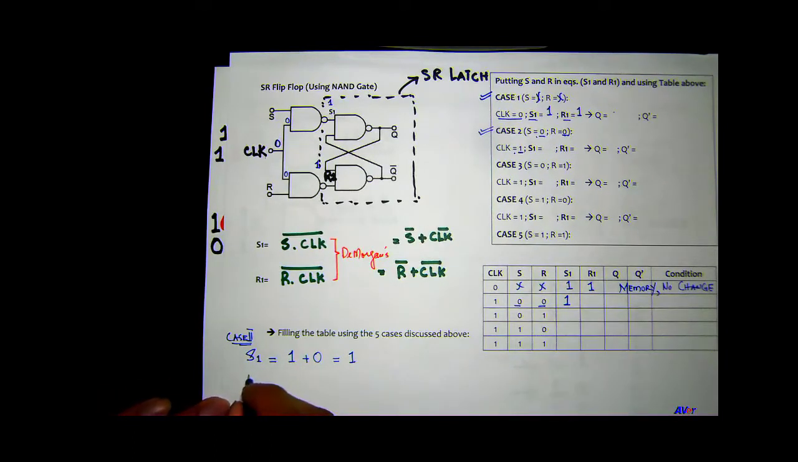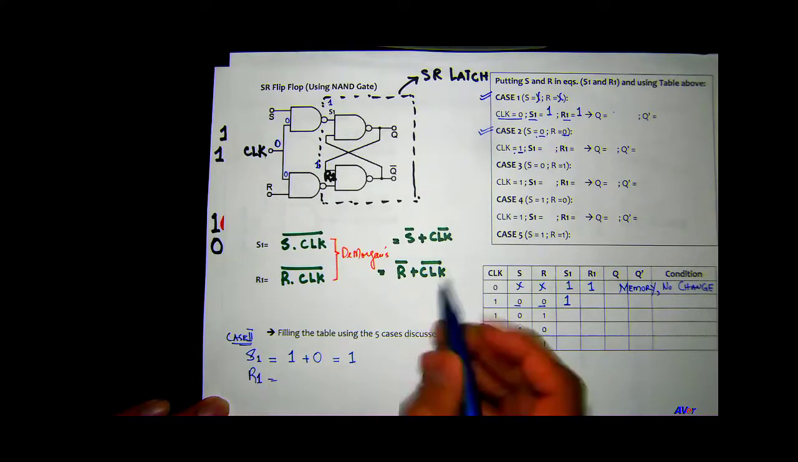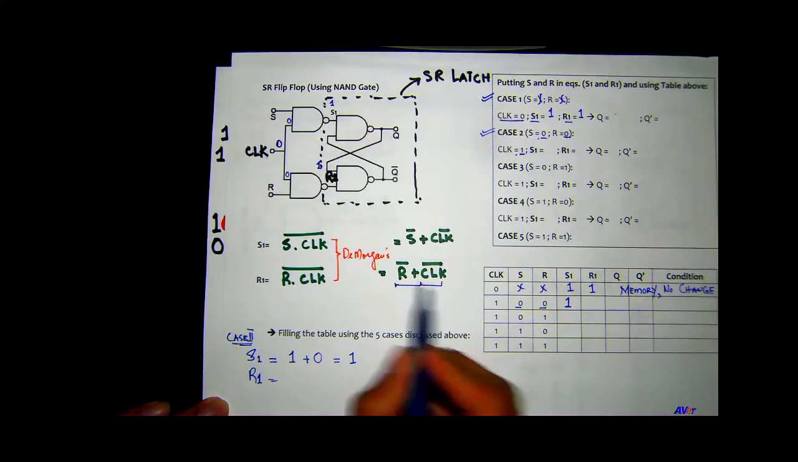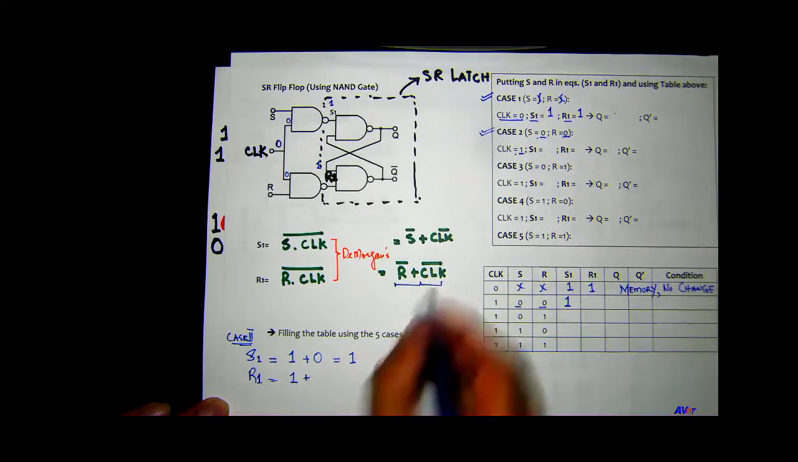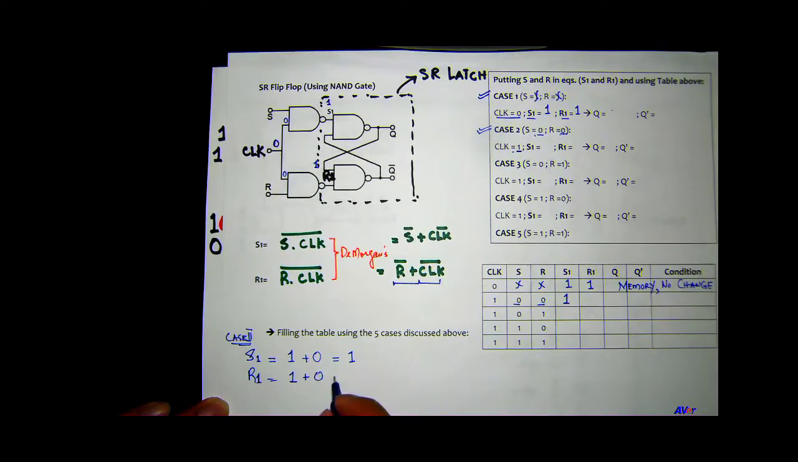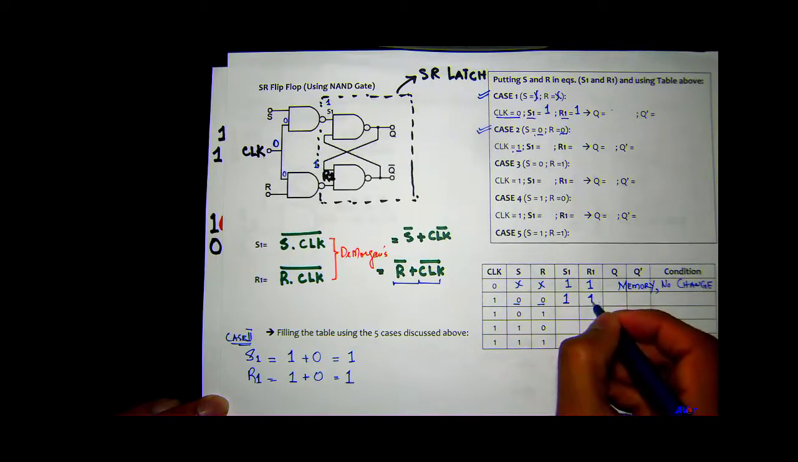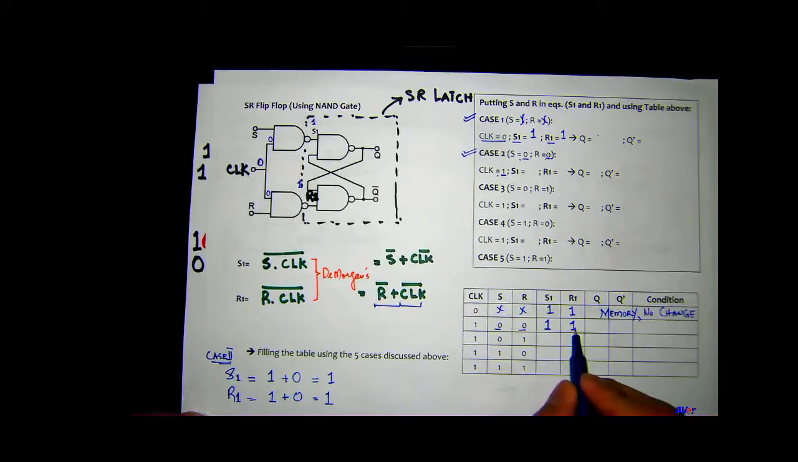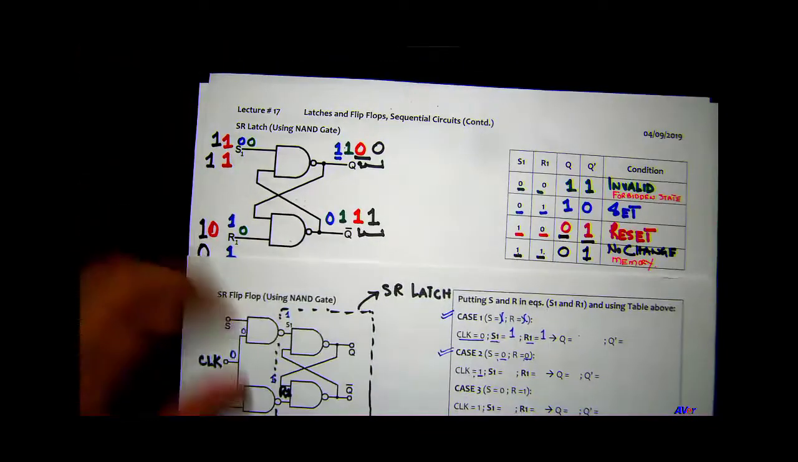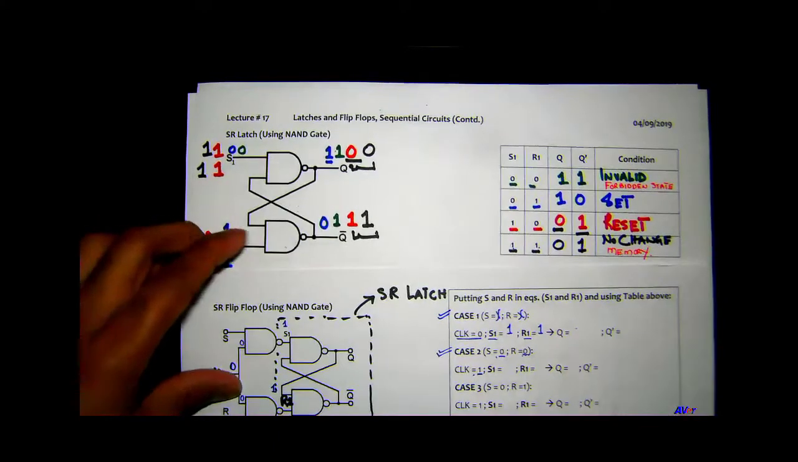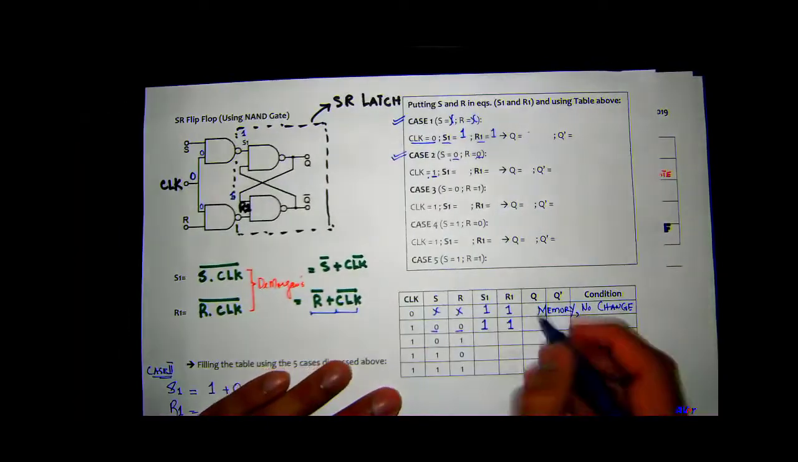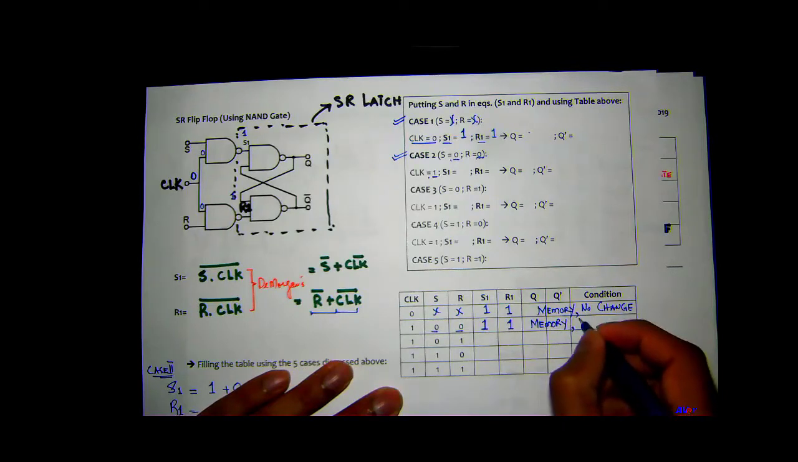Okay, now we're going to do R1. Let's put the values for R and clock in this equation right here. R is 0, so the invert of 0 is 1. Clock is 1, so the invert of 1 is 0. And so 1 plus 0 makes 1. So we get 1 here also. And we know that when S1 and R1 are both high, from the previous circuit we just did, it's memory, no change. So again, I'll just write it down as memory, no change.